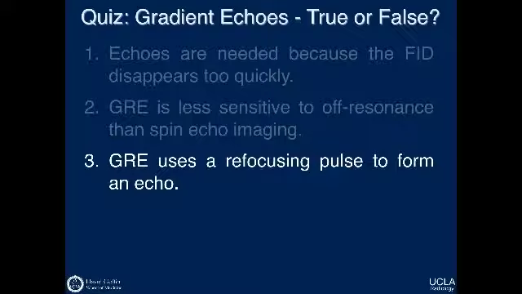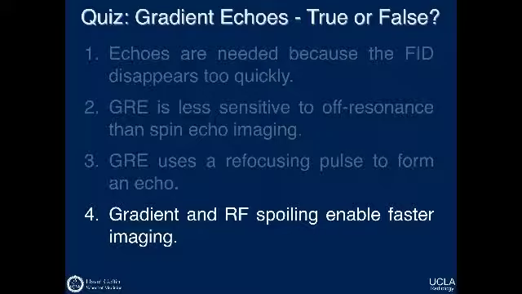False, right? So you could correct that in different ways, but you would probably say spin echo uses a refocusing pulse to form an echo. And then I think it's the last one. So gradient and RF spoiling enable faster imaging. I went over it kind of quickly there. We talked about gradient spoiling in particular. Does gradient spoiling enable faster imaging? Yes, that's what helps us pack that sequence down a little bit and get fast gradient echo imaging.